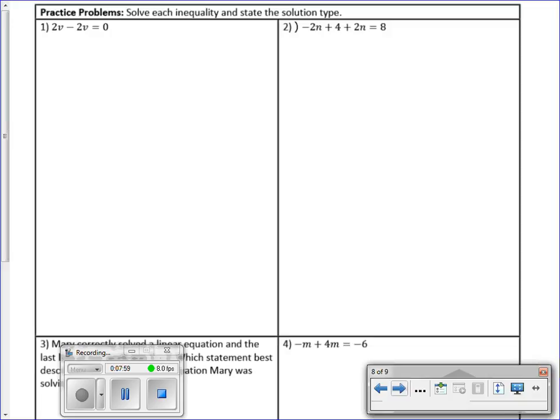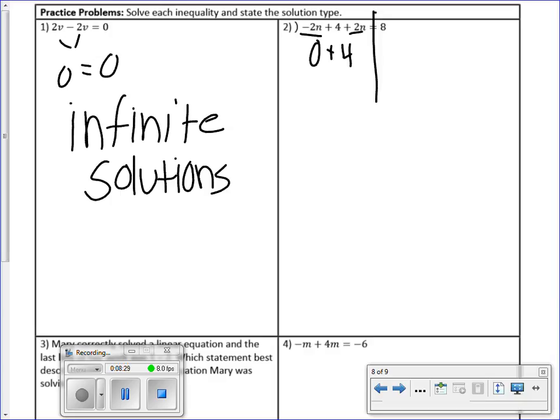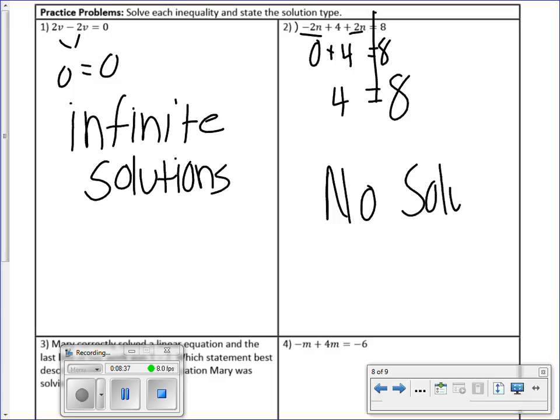There are no additional notes. If we look quickly at our practice problems, if I go to solve number 1, 2v minus 2v is 0. Combine like terms, 0 equals 0. That is true, so your answer is infinite solutions. If I go to do number 2, combine like terms, negative 2n and 2n combine to make 0. Plus 4 equals 8. 0 plus 4 is 4. 4 equals 8 is not true, so your answer is no solution.